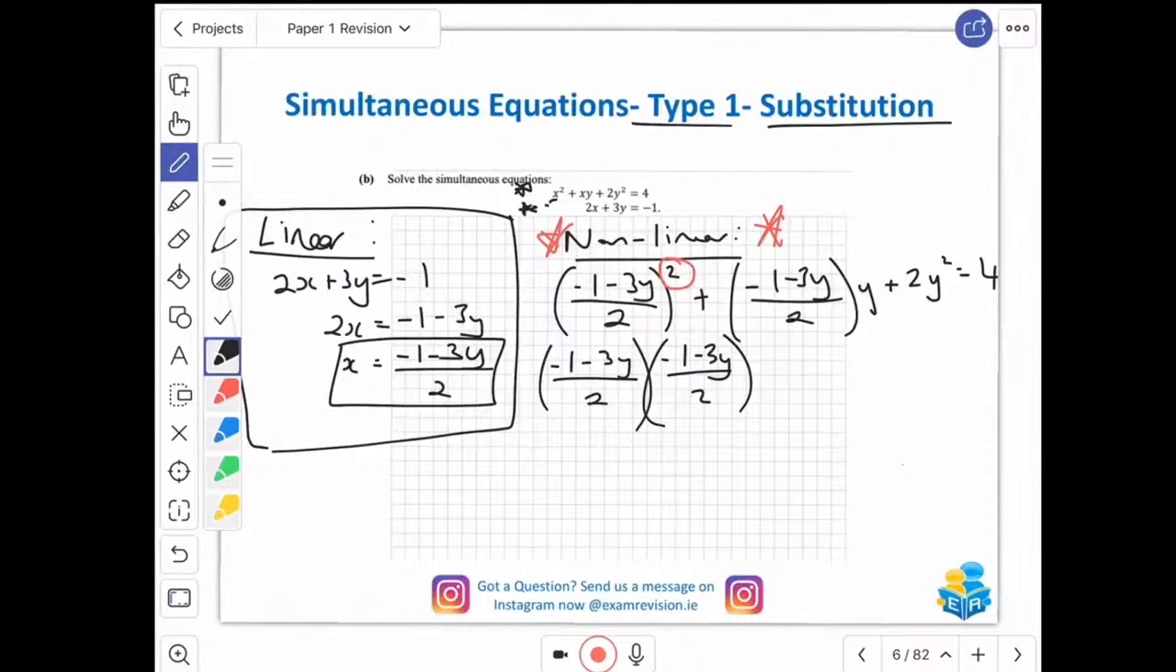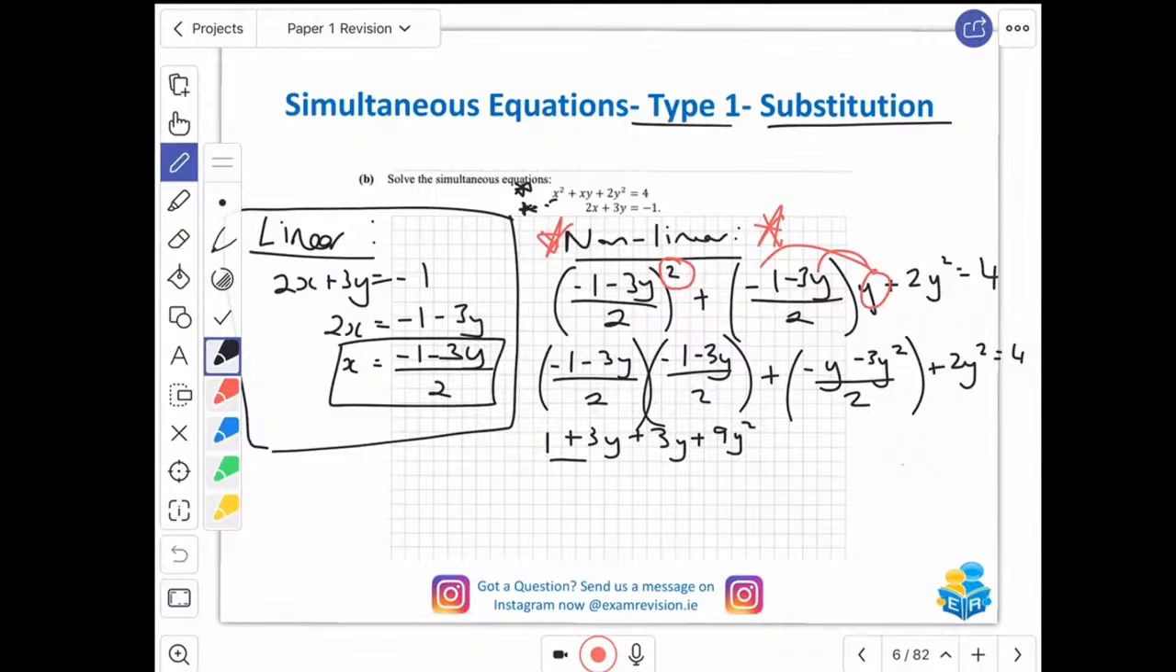I'm going to multiply the y here by everything inside. So that's going to give me, and I'm just going to leave the minuses in here for a minute, minus y minus 3y squared all over 2, plus 2y squared is equal to 4. Then I'm going to multiply out my brackets. So you can do your first by your first, your first by your second. Hopefully everyone's pretty okay at that. And remember to multiply your denominators as well. Again, I'm just going to leave those minuses in there for the moment.